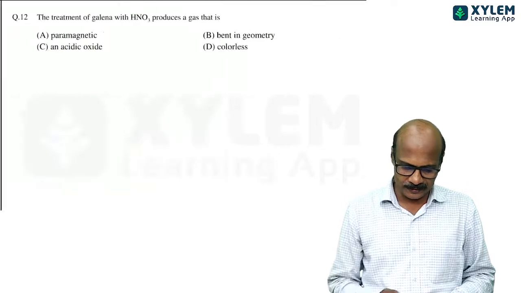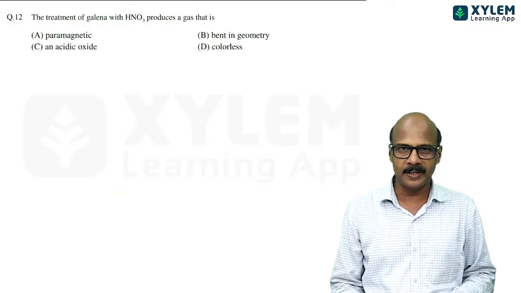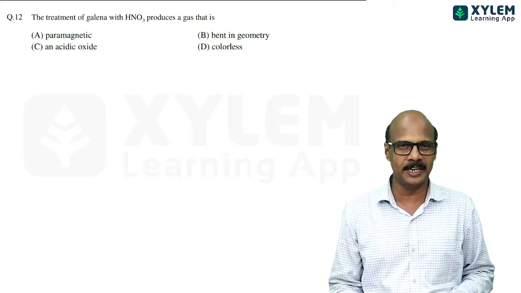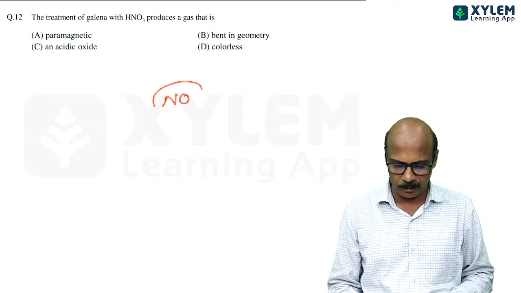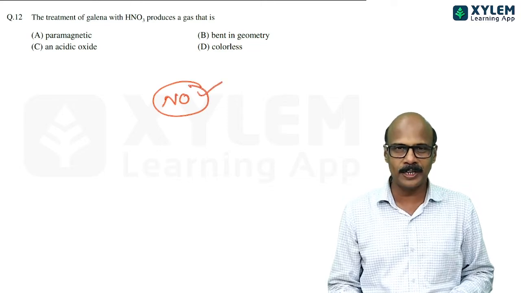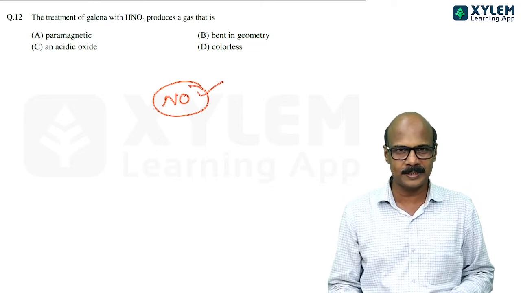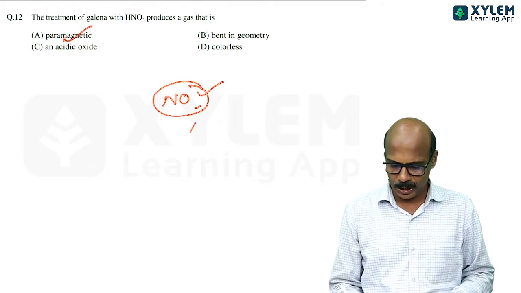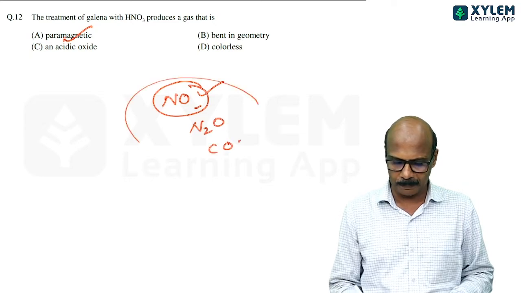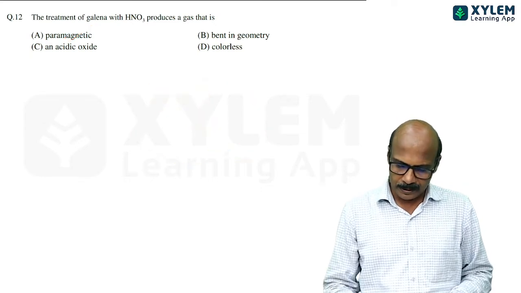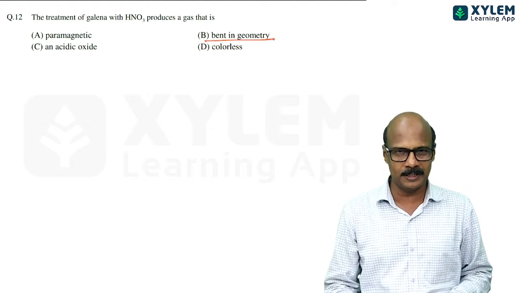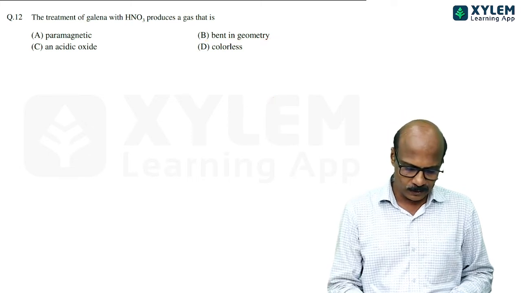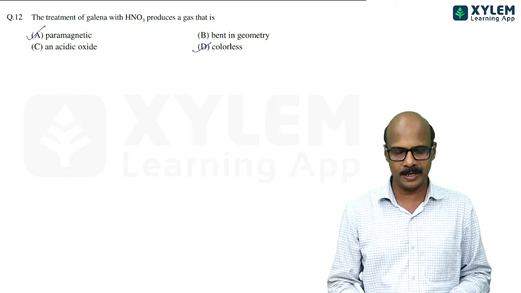Now let me go to the next question. Treatment of galena with nitric acid produces the gas. All of you know PbS when treated with nitric acid, the gas produced is nitric oxide. Since it is an odd electron species, it should necessarily be paramagnetic. And again, you know, it is a neutral oxide. NO, N2O, CO, these are typical neutral oxides, you know. It possesses bent geometry is absurd because there are only two atoms, and no doubt it is colorless. So you can say A and D can be correct options.